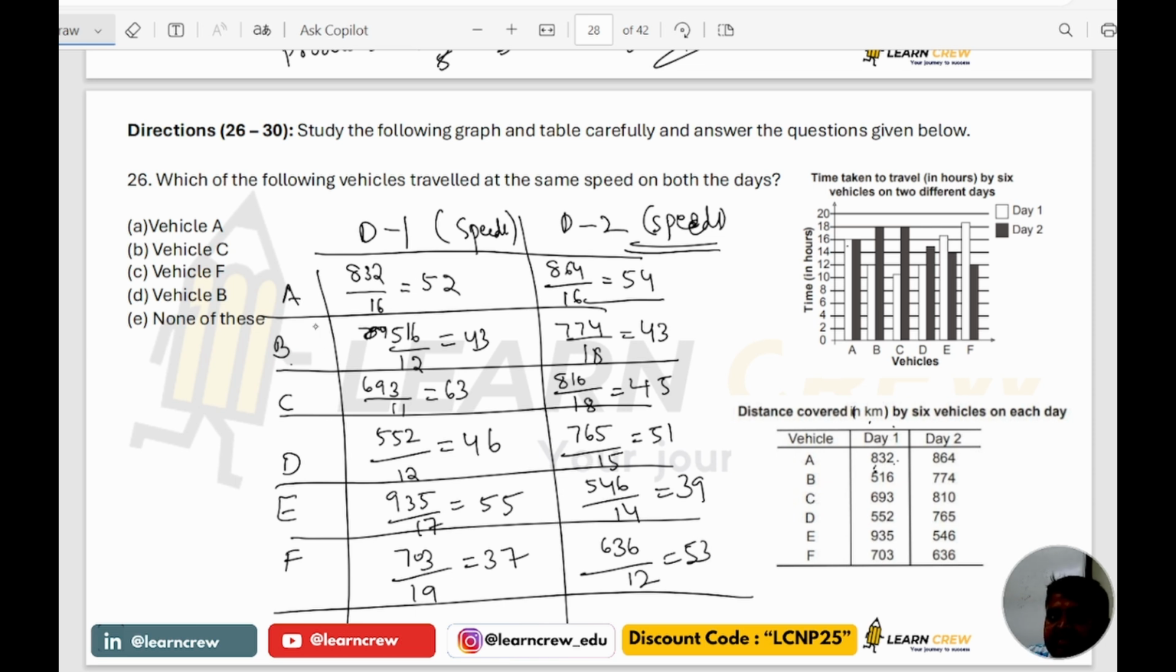So we have now calculated the speeds of A, B, C, D, E, F on day 1 and day 2. Now, which of the following vehicles travels at the same speed on both days? On both days, day 1 and day 2, the same speed, 43, is there for vehicle B. So the answer is vehicle B. Now, next.